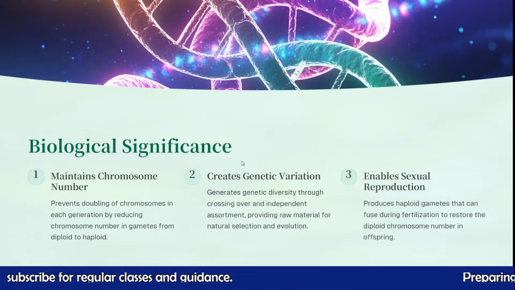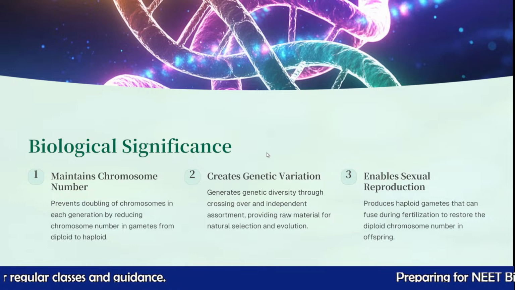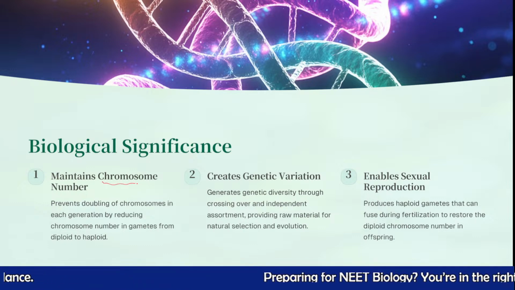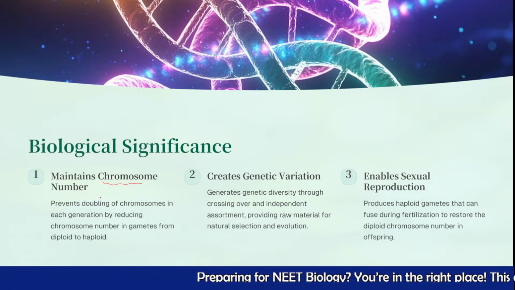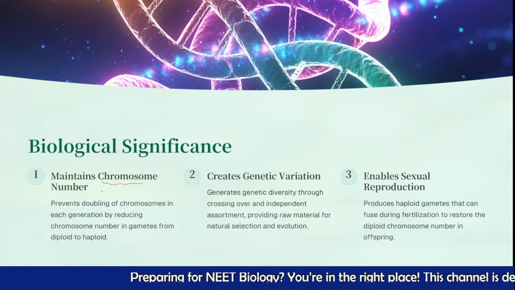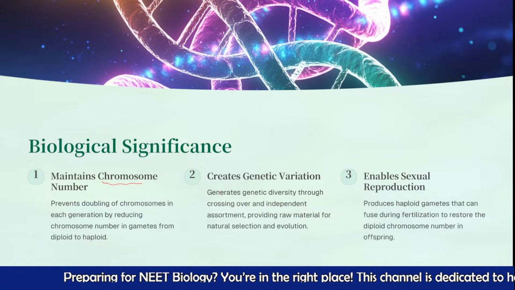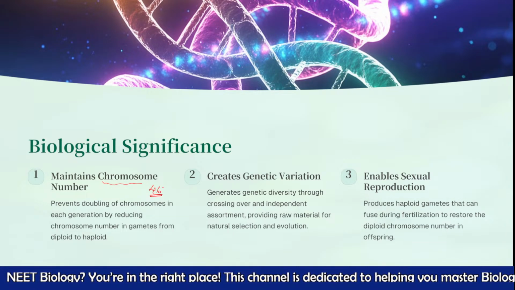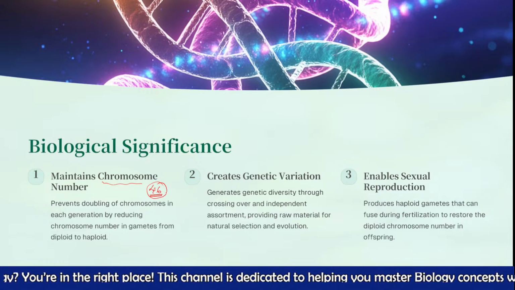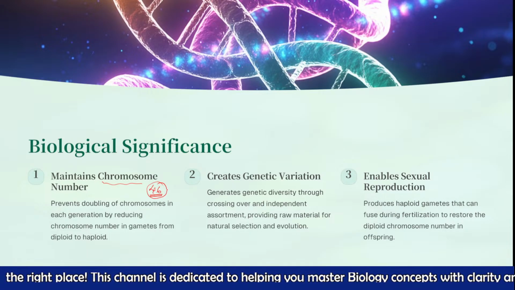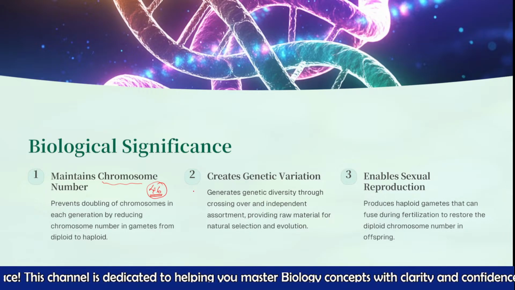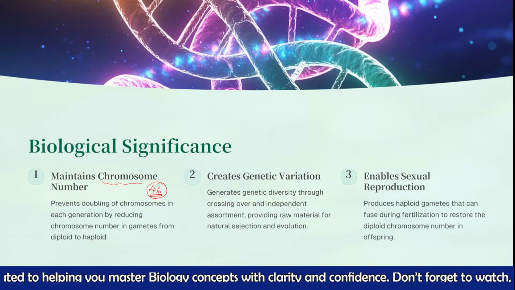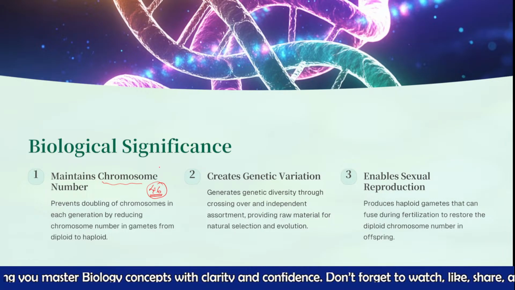Moving on to the next, what is the significance of meiosis? Meiosis is very, very important for maintaining the species. How does it maintain the species? Because it maintains the same chromosome number. For each species, there is a specific chromosome number, right? What is the chromosome number of human beings? It is 46. So 46 is the chromosome number for the species Homo sapiens. For maintaining that species, a specific chromosome number should be maintained. That maintenance is through meiosis.